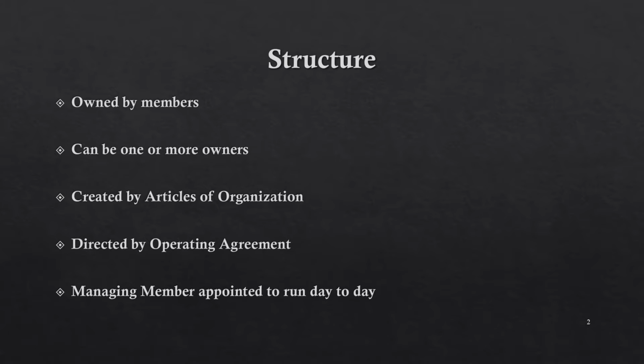Now, first of all, what is the structure of an LLC? Well, an LLC, which stands for Limited Liability Company, is owned by members, and this can be one or more owners. Very common to see one or two or even three owners of an LLC. Limited liability is created by the Articles of Organization, and it's directed by the operating agreement of such company. And it's typically managed by a managing member. This is the person that's appointed to run the day-to-day operations. And I'll talk about each of these in turn.